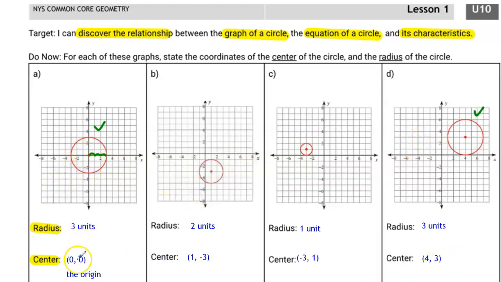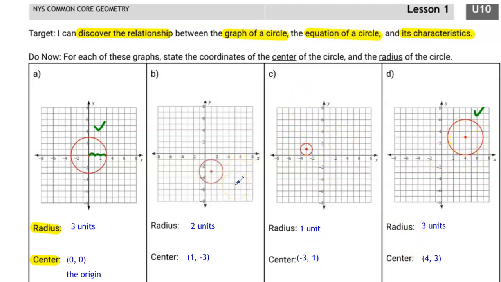This center is at 0, 0, which we also note as the origin. This center is at 1, -3. This center is at -3, 1. Important to know the distinction between the x and the y, and also the negatives and the positives. And also this center is at 4, 3, x, y.